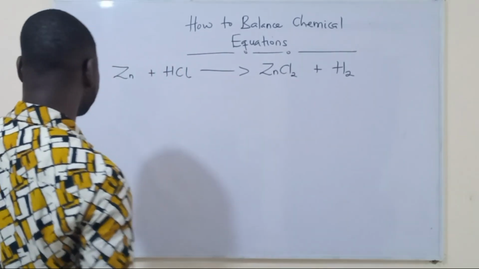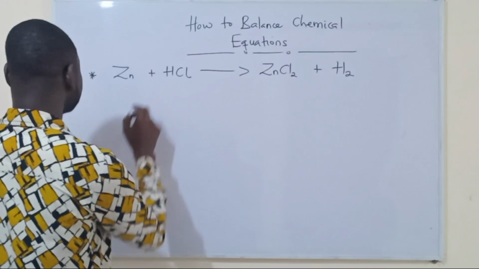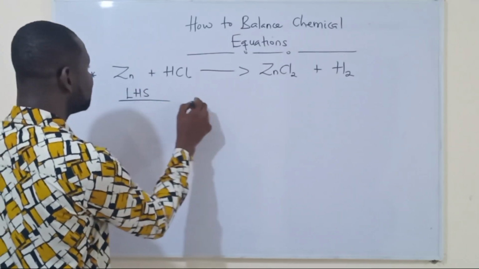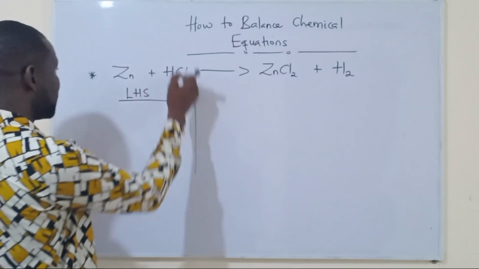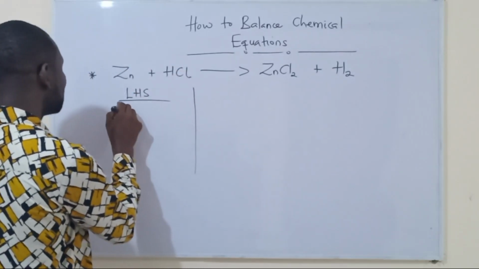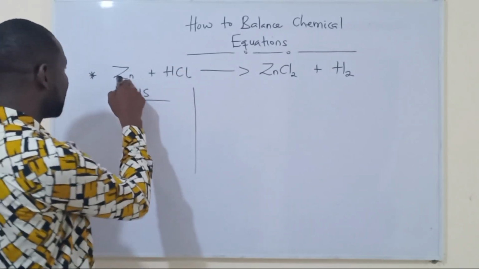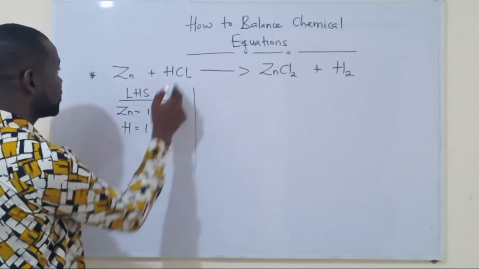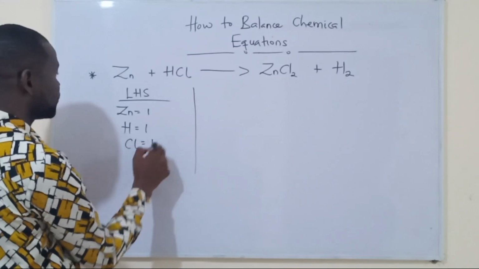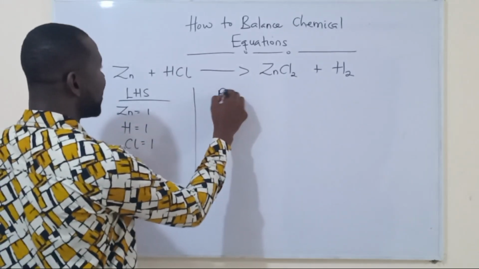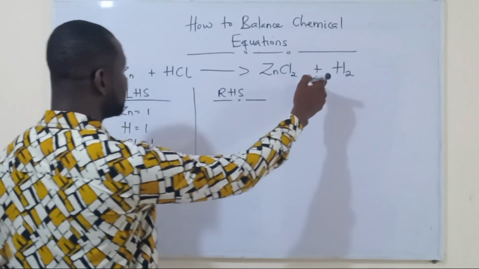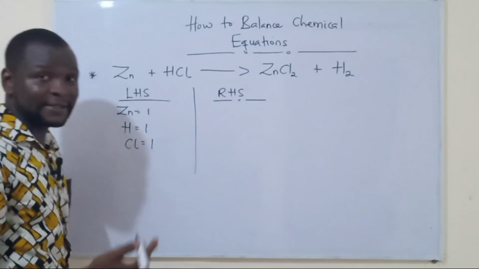So what we are going to do is write our left-hand side elements. The atoms we see on the left-hand side, we write them out. So I have Zn. How many atoms? There is 1. Then H, there is 1. Then Cl, there is equally 1. And I go to the right-hand side. The right-hand side is our product side, while the left-hand side is the reactant side.